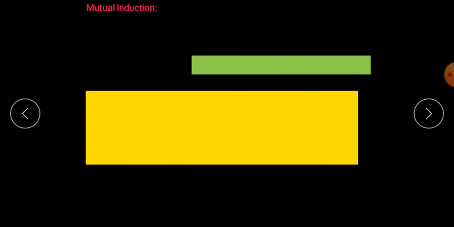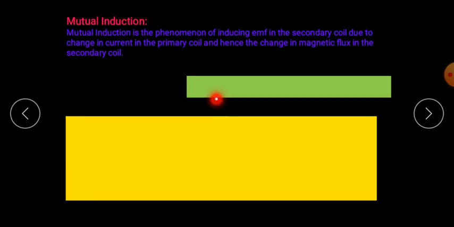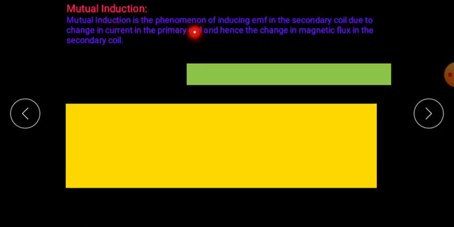Let's come to mutual inductance. What is mutual induction? Mutual induction is the phenomenon of inducing EMF in the secondary coil due to change in current in the primary coil, and hence the change in magnetic flux in the secondary coil.